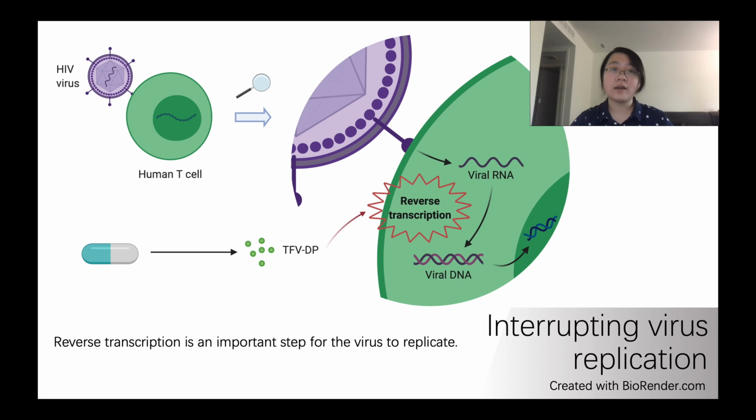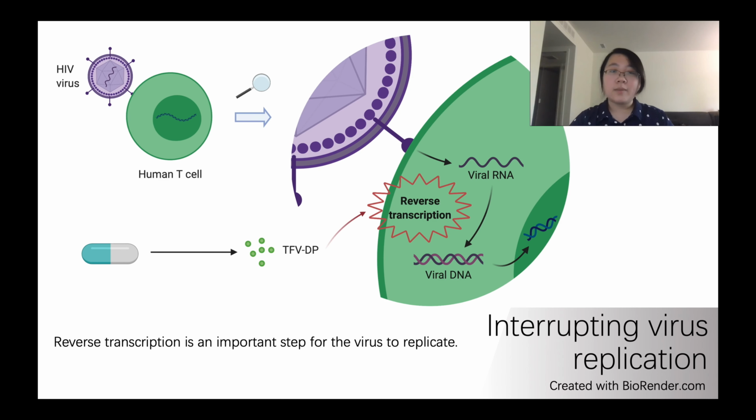HIV virus infects our body by attacking the T cell, which is a type of immune cell, the green one over here. After the virus gets to the target cell, the virus injects its RNA into the cell, and the RNA goes through a process called reverse transcription to form double-stranded DNA. The DNA would later invade the cell nucleus and provide more virus growth.